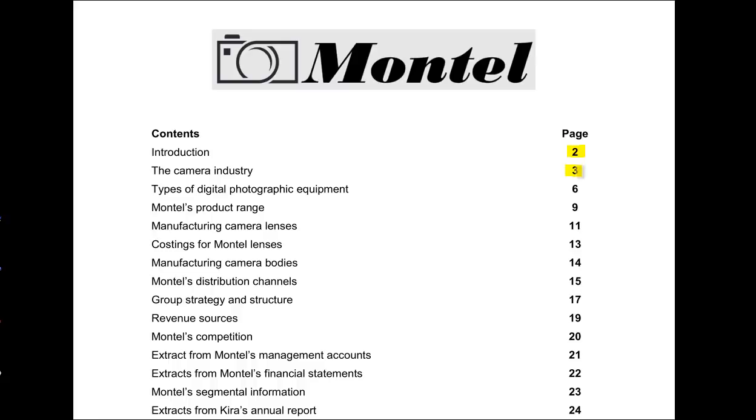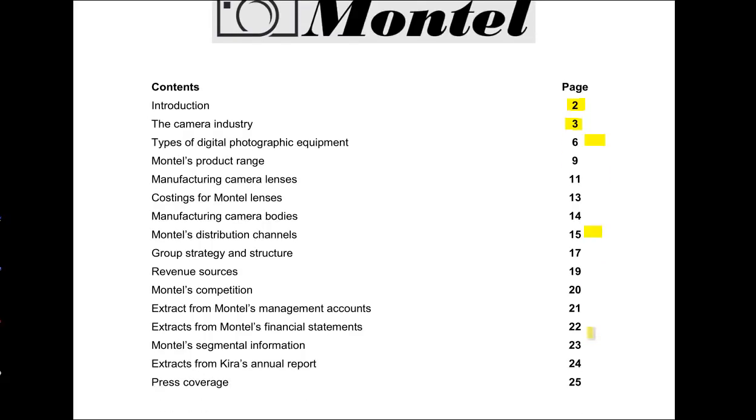And following on from this, videos 2 and 3 will likely cover the types of digital photographic equipment all the way through to probably the distribution channels. And following on from this, we're going to have group strategy, structure, revenue sources and competition, and the financials all in the 4th and 5th videos, and the 6th video is likely to be about the press coverage down here, which are often big signals as to what's going to come up in the exam. It's almost the freebies, so we'll have a look at those at the end.